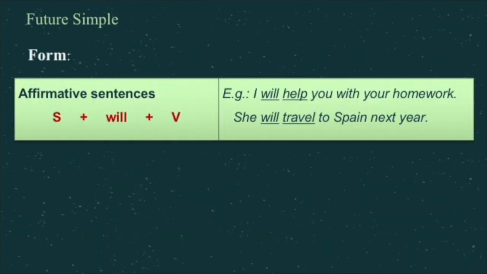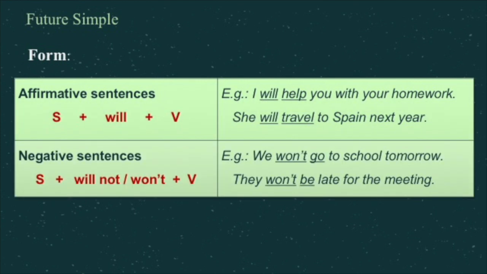The form of future simple is very easy. We just need to use will and then a verb pair. For example, I will help you with your homework. She will travel to Spain next year. To make negative sentences, we simply add not after will, or we can use won't and then a verb pair. For example, we won't go to school tomorrow. They won't be late for the meeting.